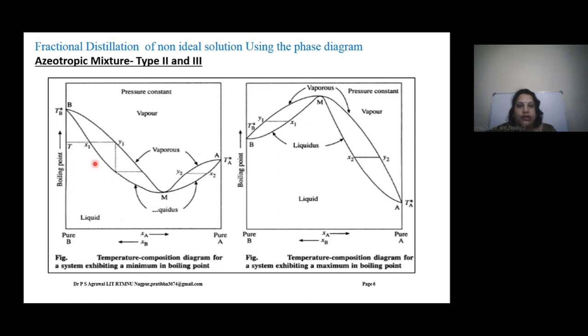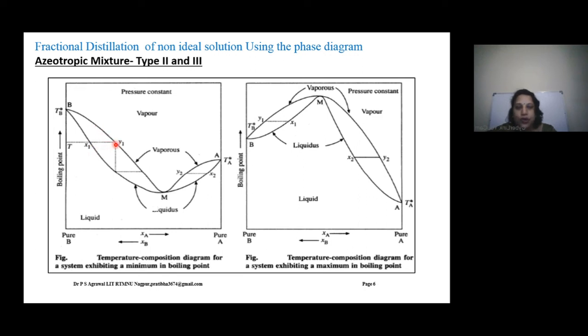Then the liquid mixture will start boiling at temperature T, and the vapor which appears on boiling will have composition Y1. We are boiling the liquid, we reached here, vapors are Y1. The vapor phase carries relatively more of the constituent A. Liquid carries more of B, vapor carries more of A. It is obvious that the remaining liquid will contain more of B, and it will boil at a higher temperature.